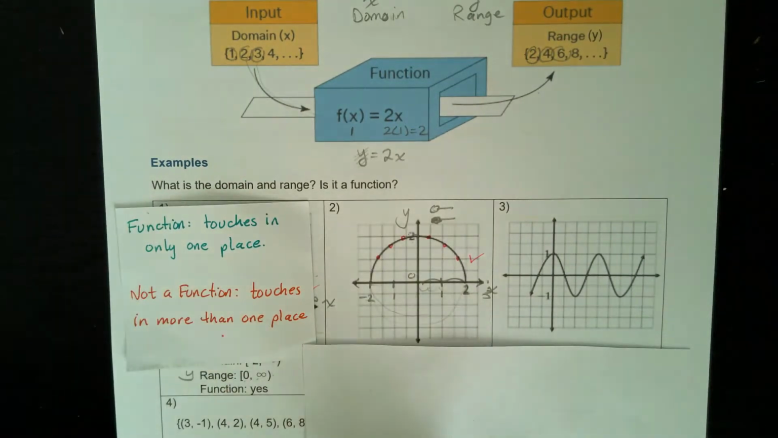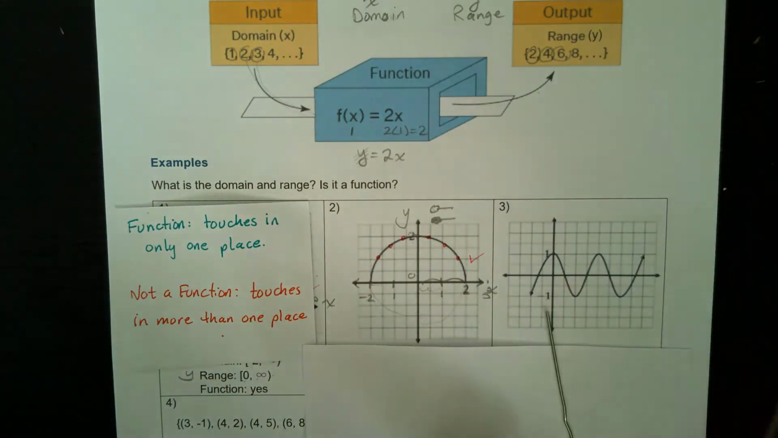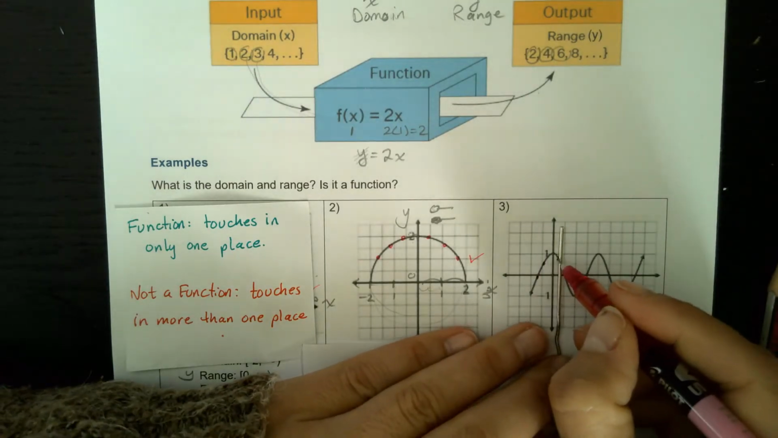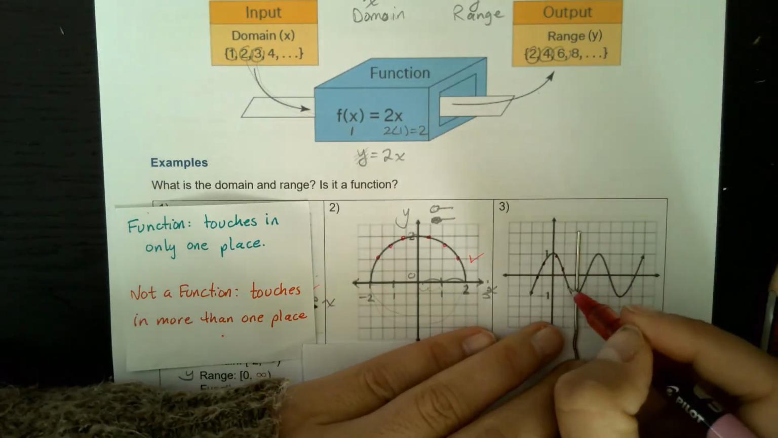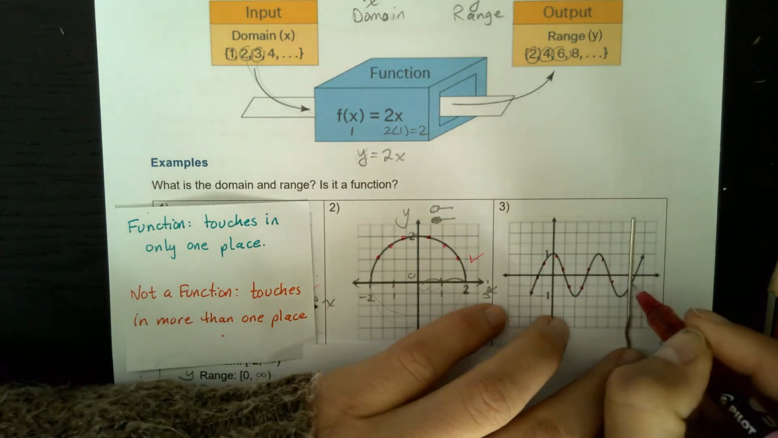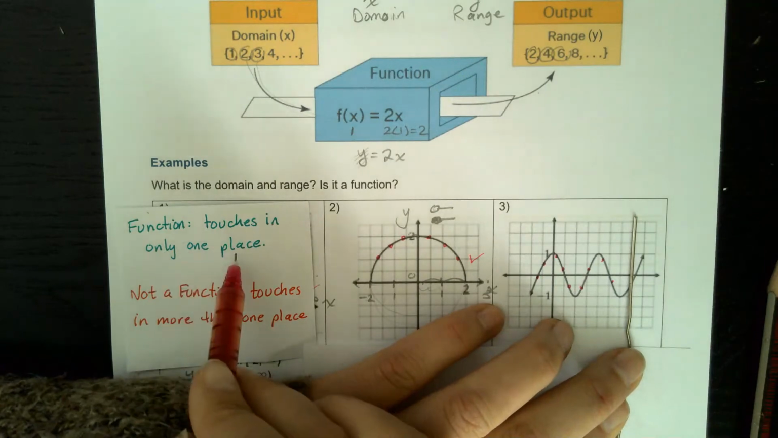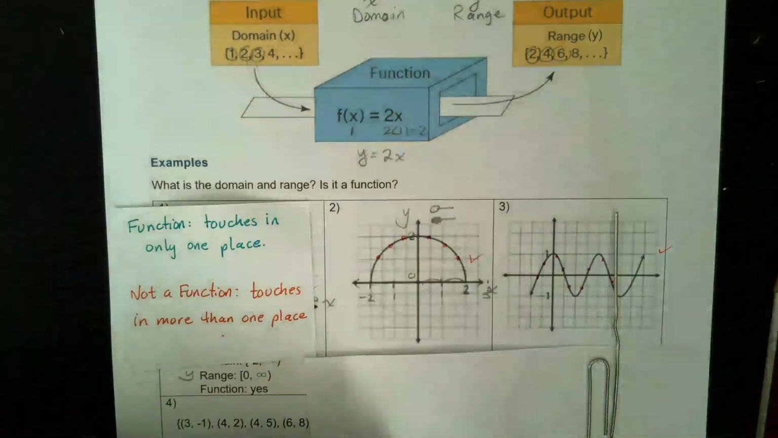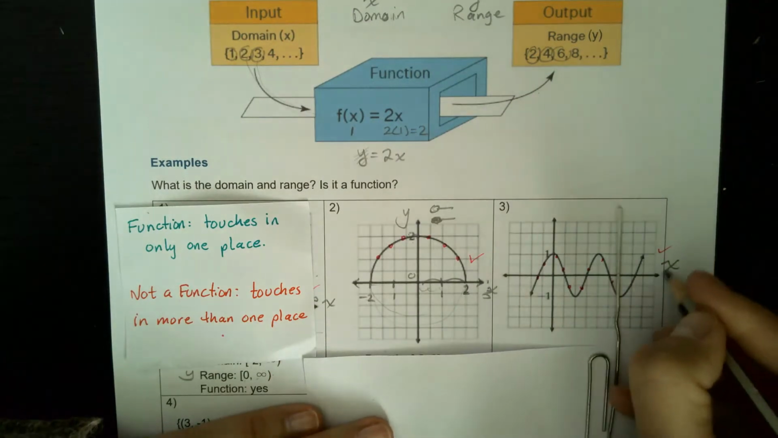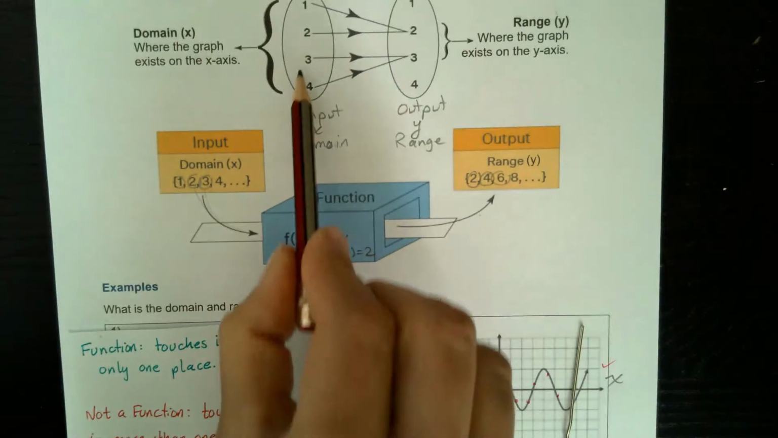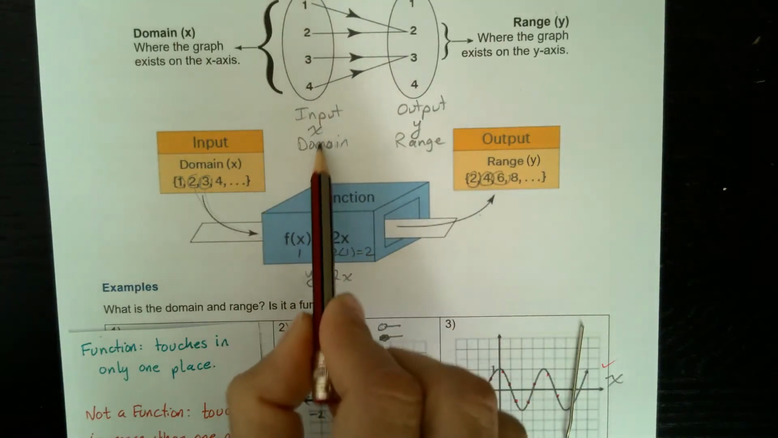Is it a function? So we're going to do our vertical line test and go, oh, it's only touching in one place. So because it's only touching in one place at a time, then I know it's a function. So yes, it's a function. So now I have to do my domain. My domain is, you can see domain is what are your inputs, what are your x values.